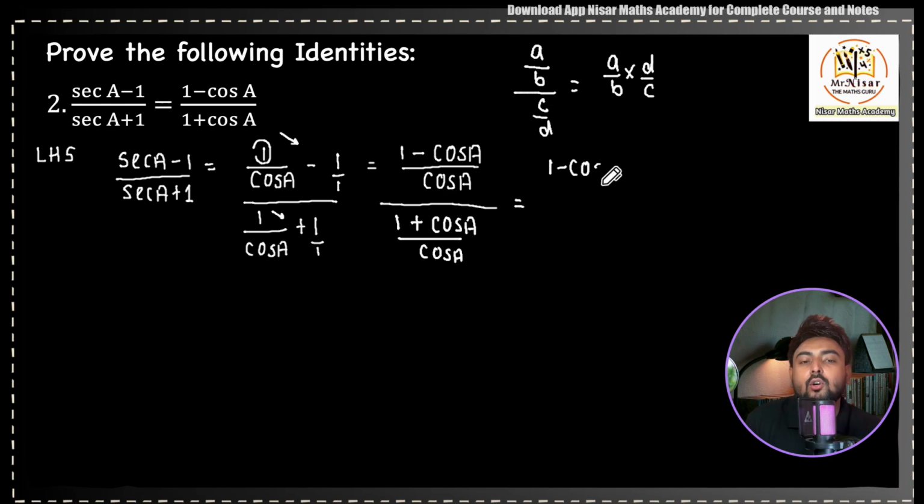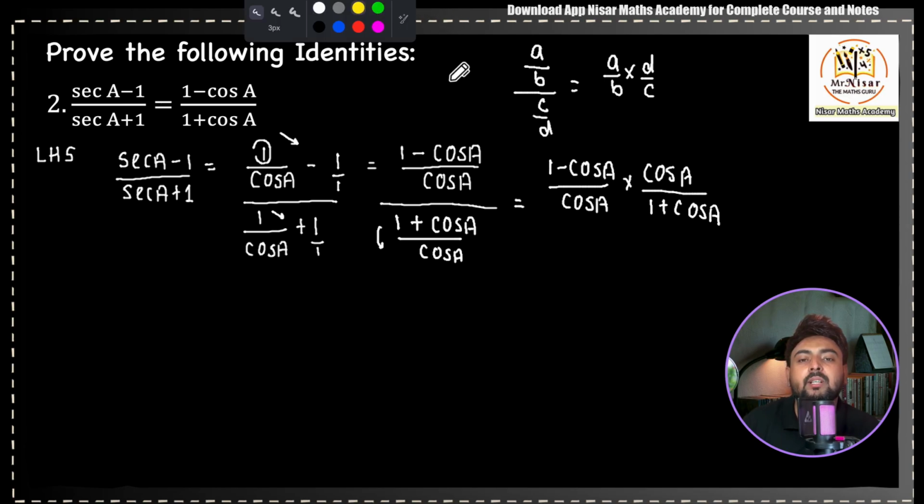1 minus cos a upon cos a into, I can say that is cos a upon 1 plus cos a. I have just reversed this one. Okay, so what will happen now? You can see here cos a in the numerator and cos a in the denominator. When the same terms are present in the numerator and denominator, that will get cancelled. So I hope the final answer you are all able to see here. We have got the final answer here.